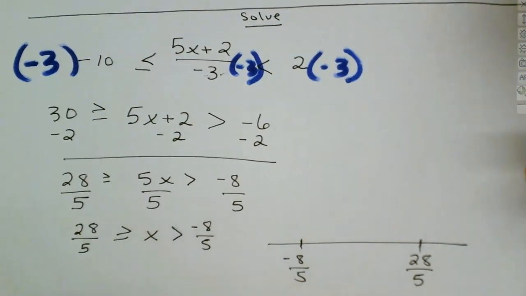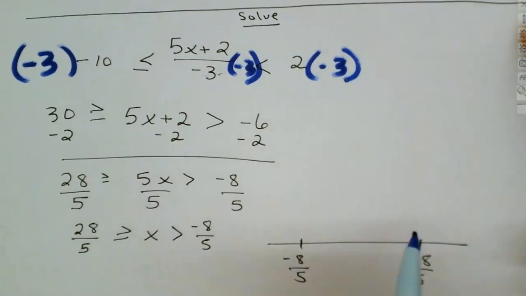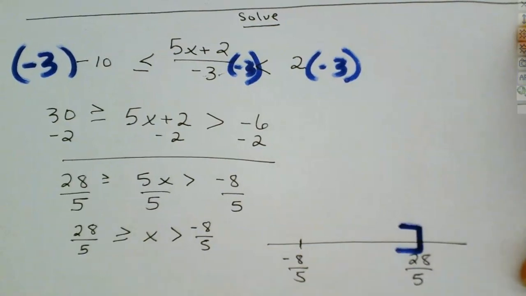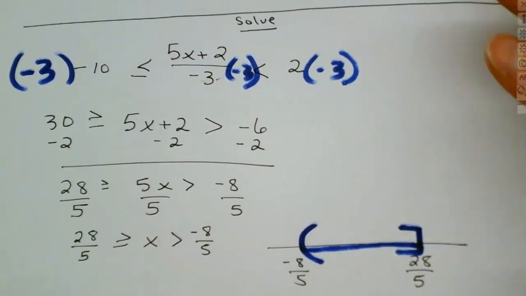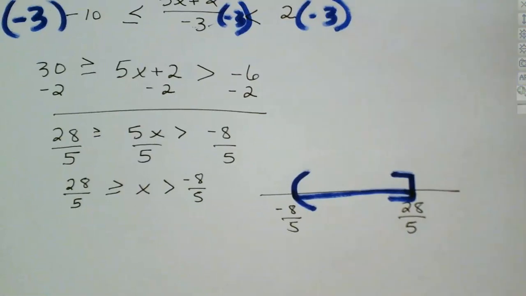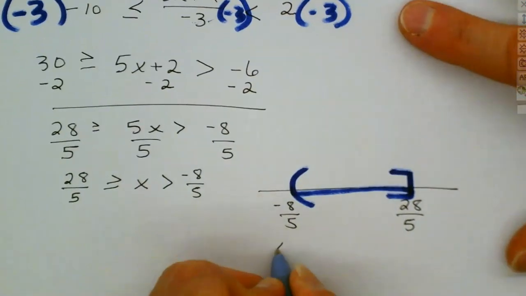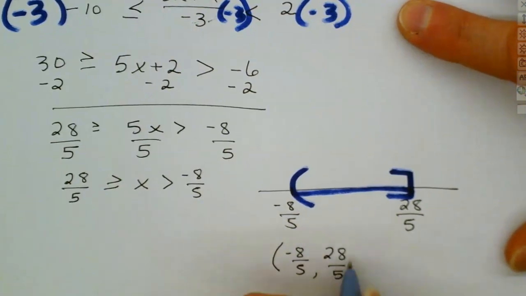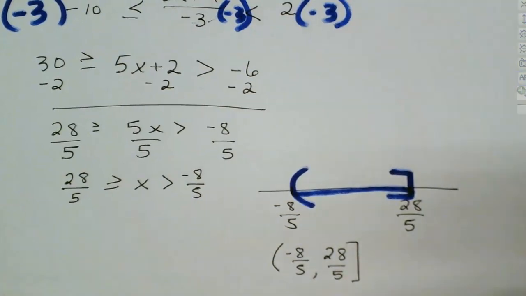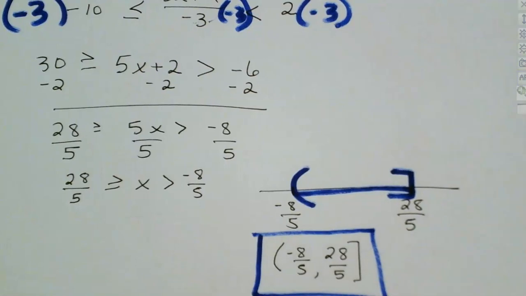And what do we have for each one? For the 28/5, it gets square brackets. The -8/5, well, it gets parentheses, and my answer is right here in the middle. And so now in interval notation, it looks like -8/5 with parentheses, comma, 28/5 with square brackets. And that's your final answer. Is everyone okay with that?